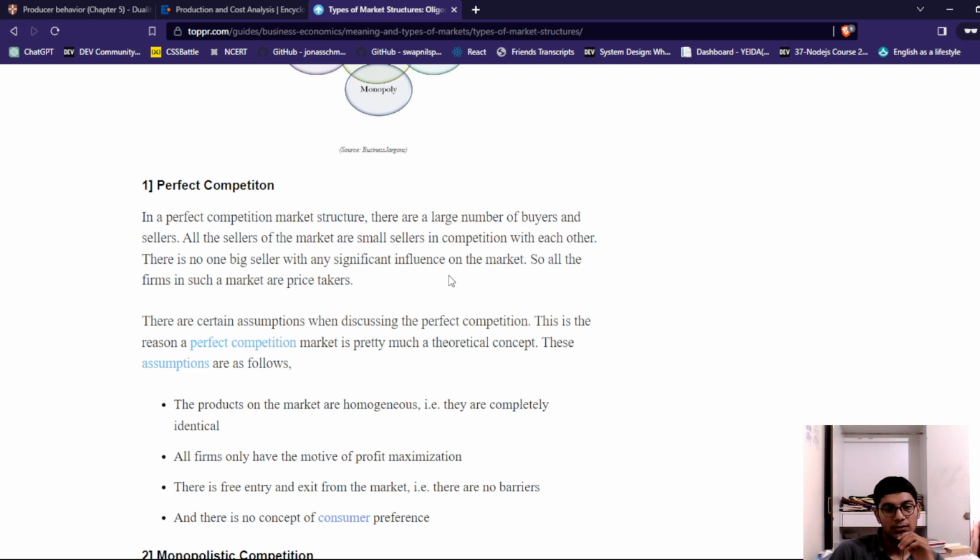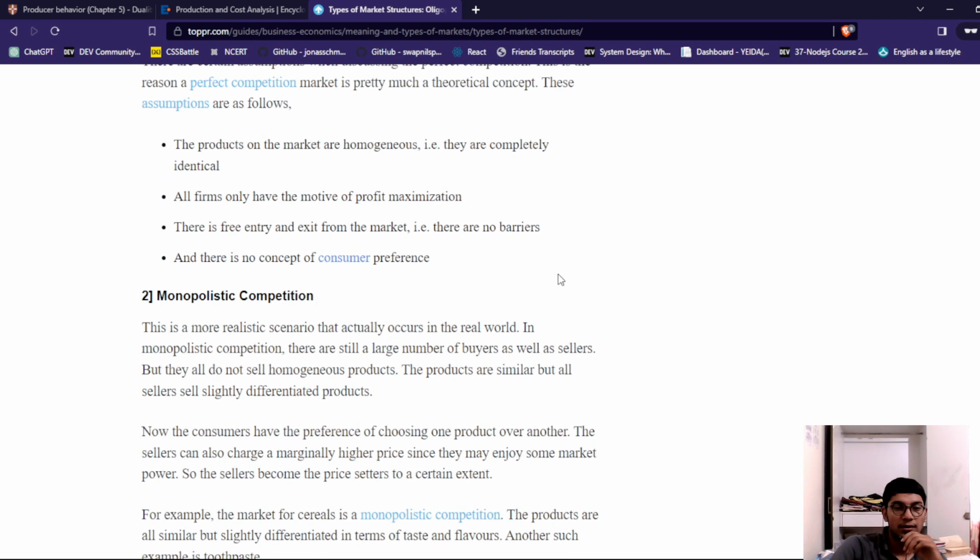There are certain assumptions when discussing perfect competition. This is the reason perfect competition is pretty much a theoretical concept. These assumptions are as follows: the products on the market are homogeneous, completely identical. Firms only have the motive of profit maximization. There is free entry and exit of the market. There are no barriers, and there is no concept of consumer preference.